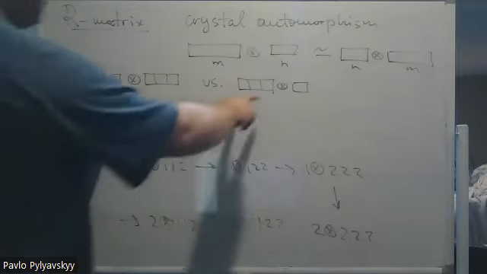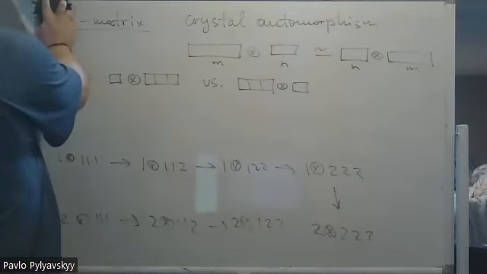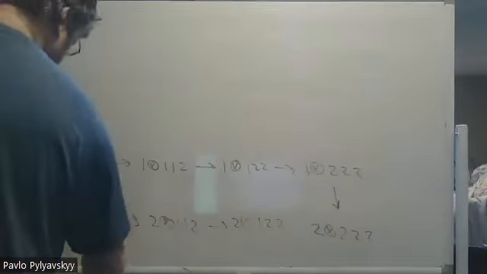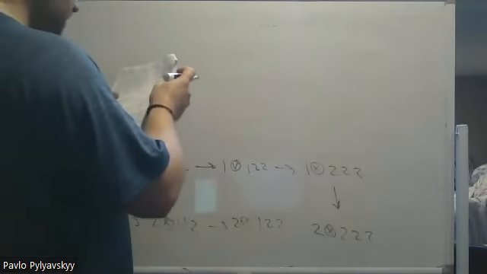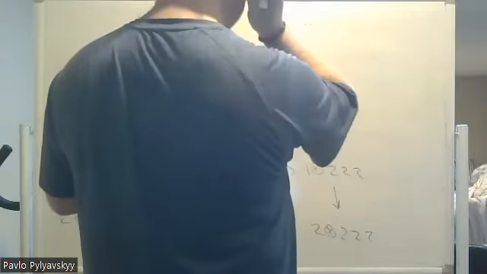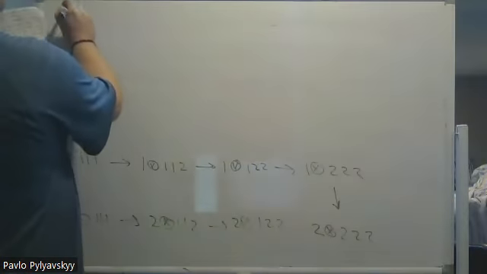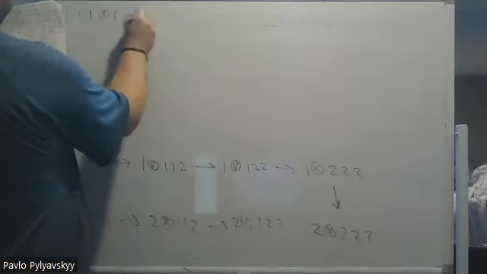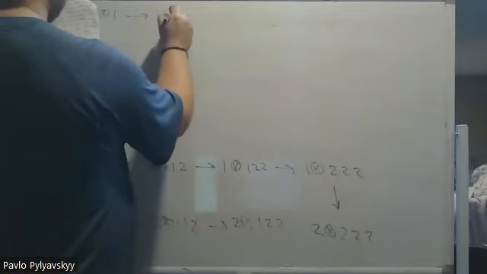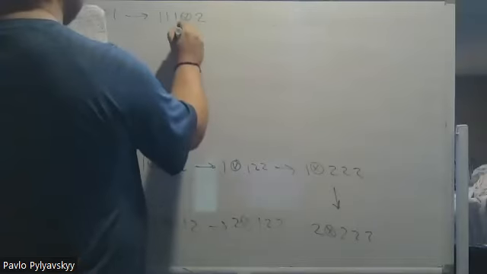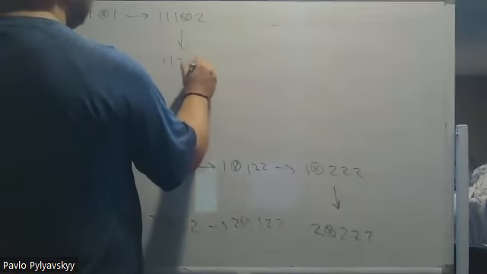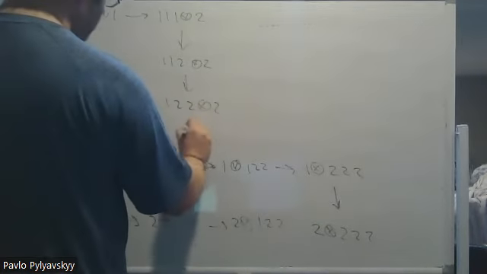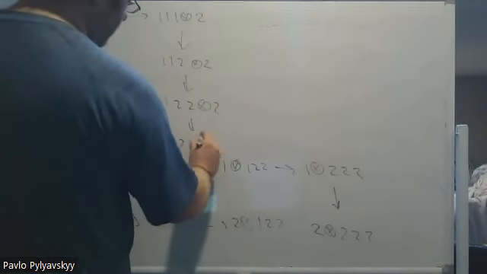Now, let's do the same for the other order. I'll have to erase it. Let's try to do the same if we multiply them in the other order. So in this case, it would look something like this. Maybe I'll write here 1,1,1 tensor 1; 1,1,1 tensor 2; 1,1,2 tensor 2; 1,2,2 tensor 2; 2,2,2 tensor 2.